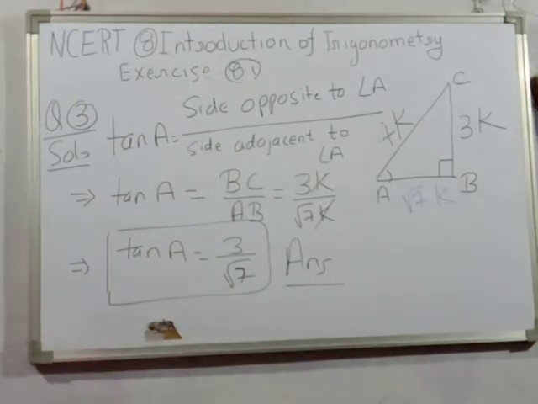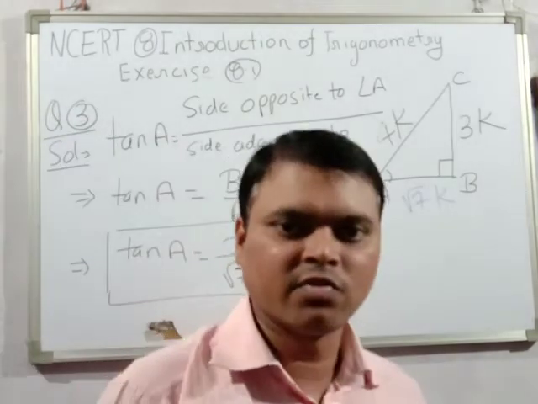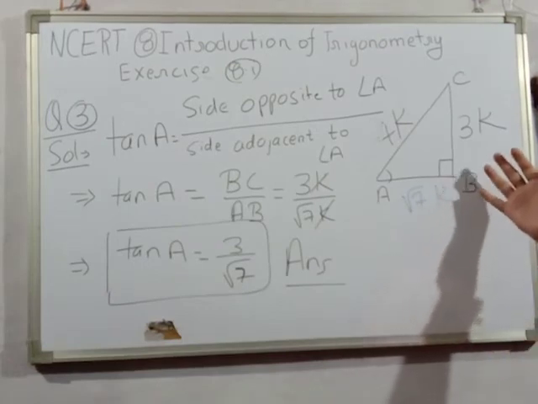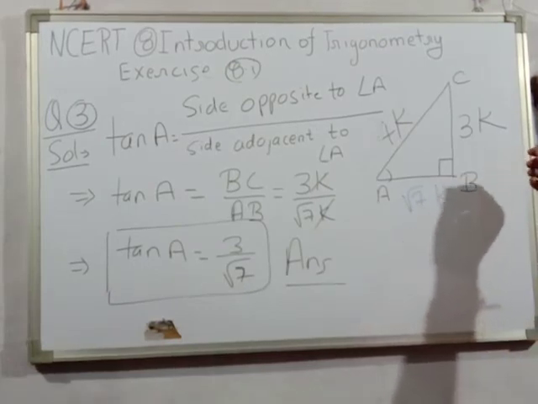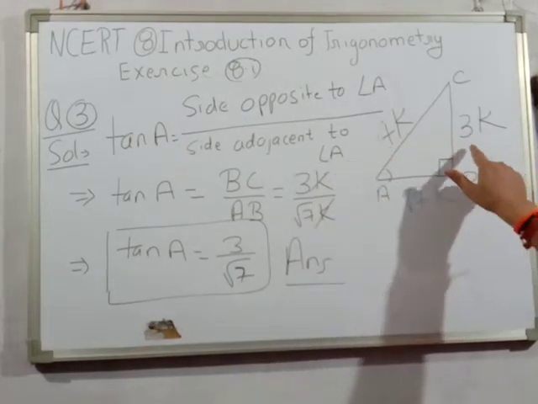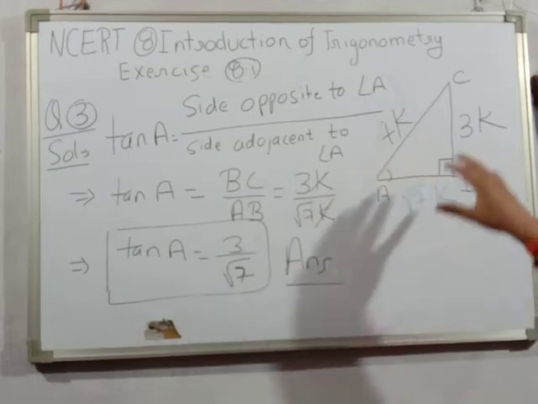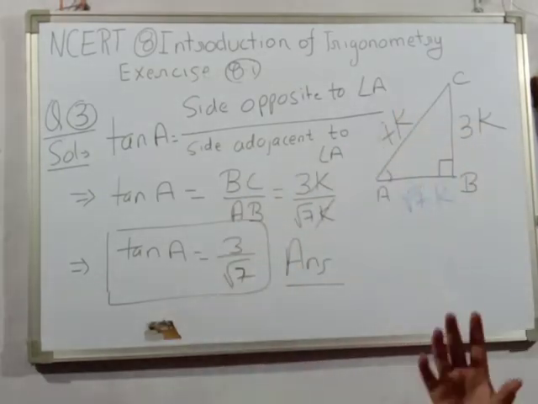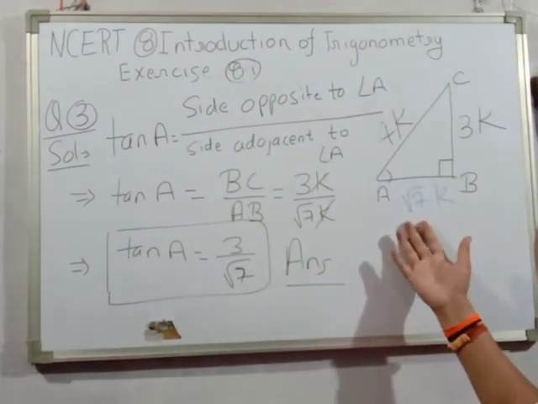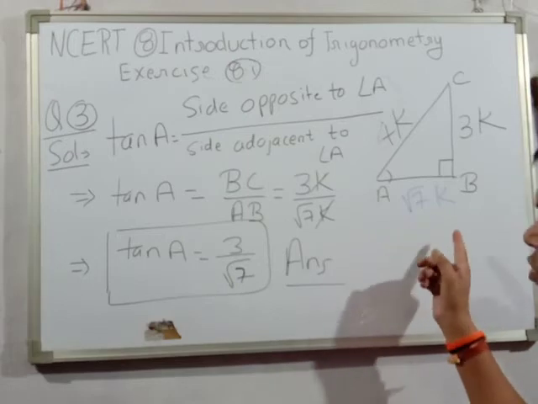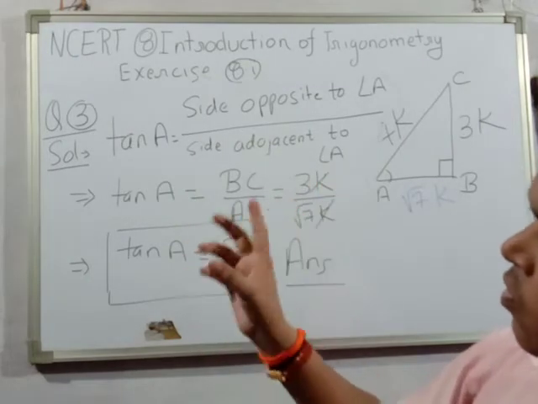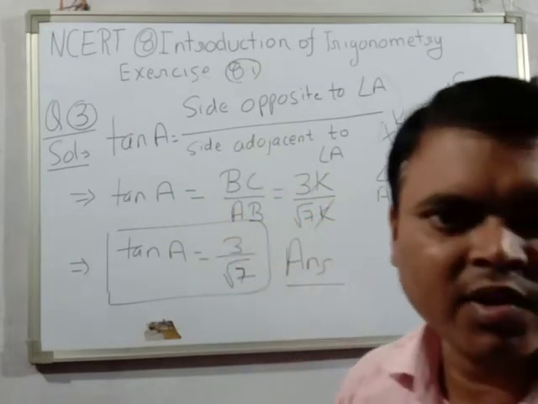Got it? Any doubt? This is a very simple question. In this question, the figure is given in which sin A is 3 by 4. So we consider BC is 3k and AC is 4k. By using the Pythagoras theorem we find the side AB, that is root 7k, and we have to find the value of cos A and tan A.